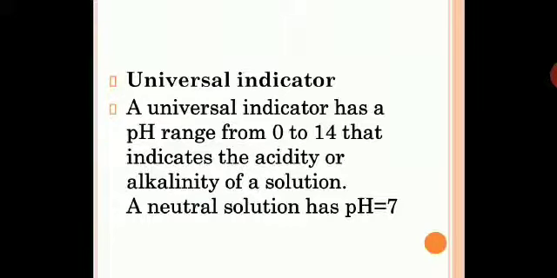So universal indicator will not only help you to know whether a substance is acidic or basic, but also it will help you to know the strength of the acid or the base, or whether the substance is neutral. So all this information we will get. Universal indicator has a pH range from 0 to 14. pH means power of hydrogen. It's just a number, a magnitude 0 to 14, which does not have any units. It indicates the acidity or alkalinity, that means basicity, of a substance or a solution. A neutral solution will always have a pH equal to 7. A very good example is distilled water.